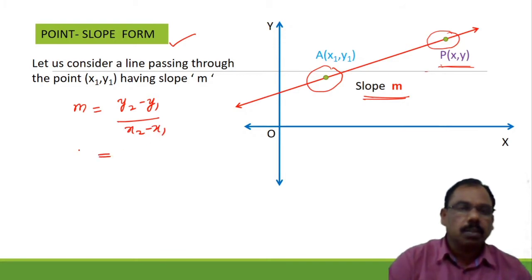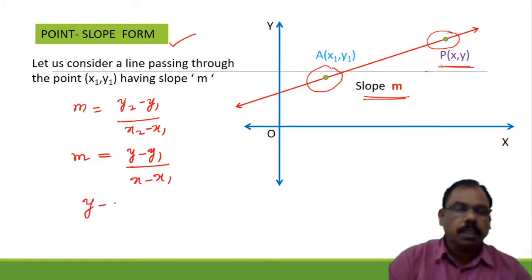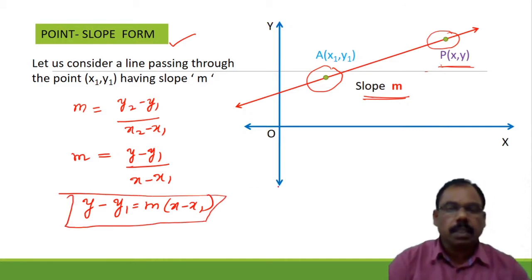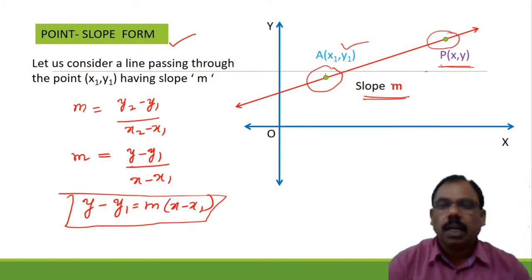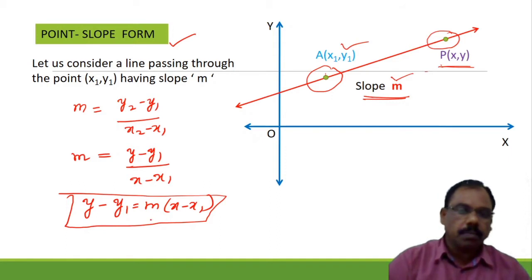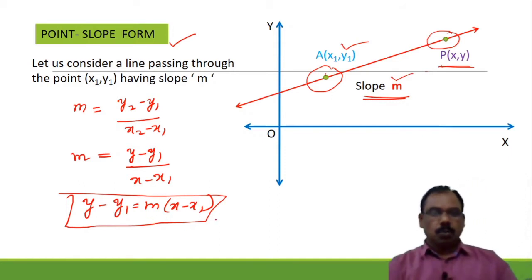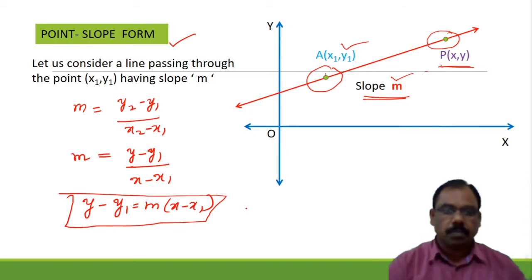In this case, we have m is equal to (y minus y1) divided by (x minus x1). Cross multiplying, we get y minus y1 is equal to m into (x minus x1). This is the equation of the required line. That is, we consider a line passing through the point (x1, y1) having slope m. The equation of the line is given by y minus y1 is equal to m into (x minus x1).